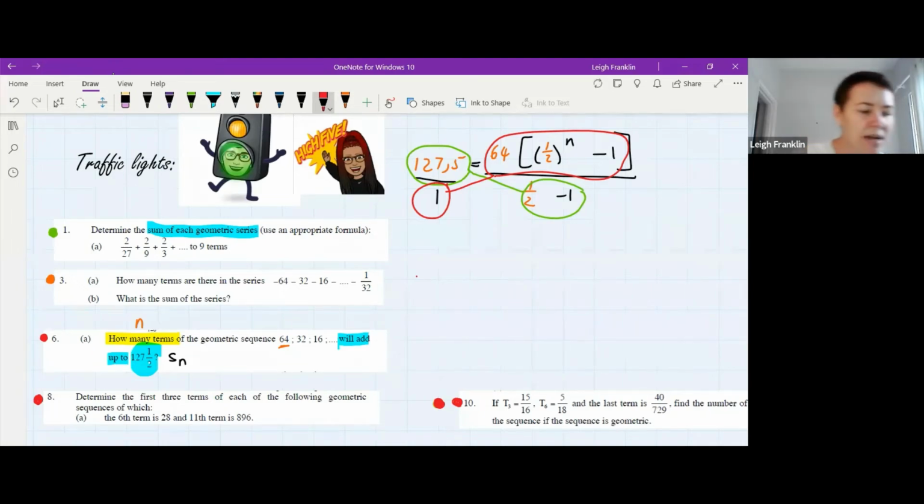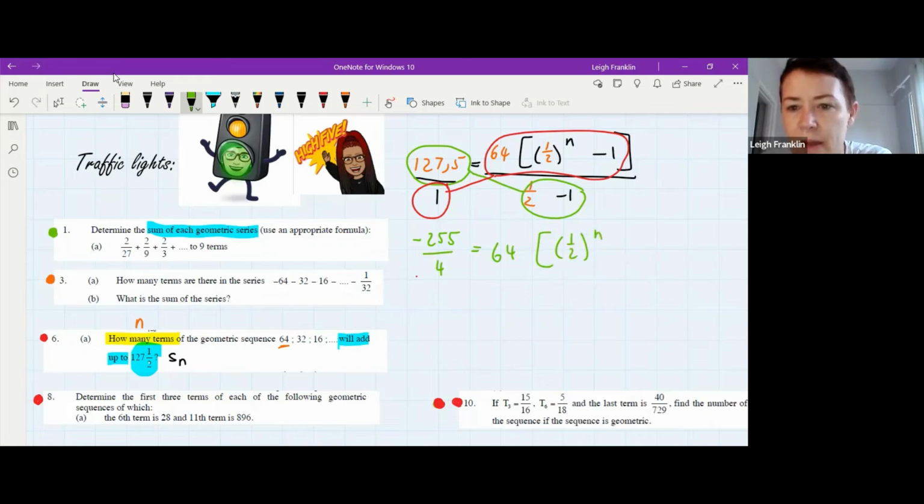So a half minus 1 is a minus half, isn't it? So a negative half multiplied by 127.5 leaves us with, hopefully correctly, minus 255 over 4, which is equal to 64 times half to the n minus 1. After we've cross multiplied, what is the next step? We need to divide both sides by? Always by the A value, matrix. So we've got to divide both sides by the 64.